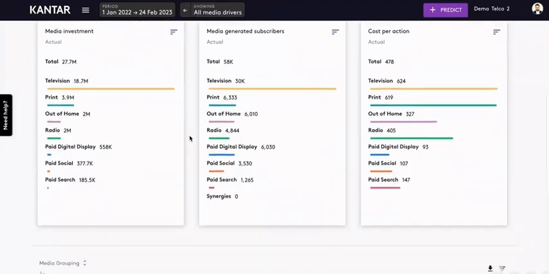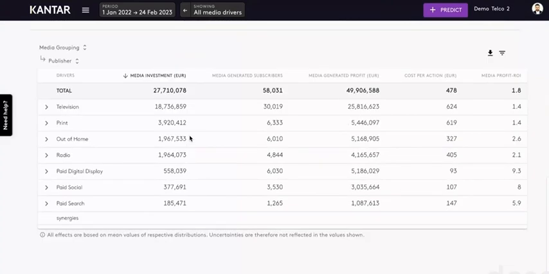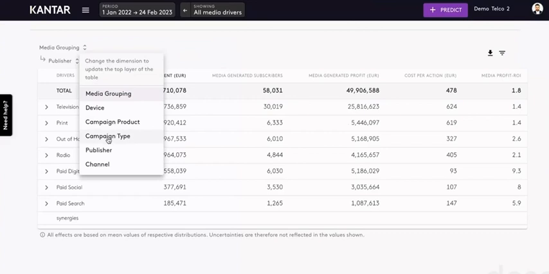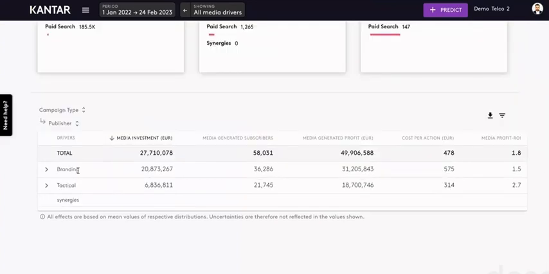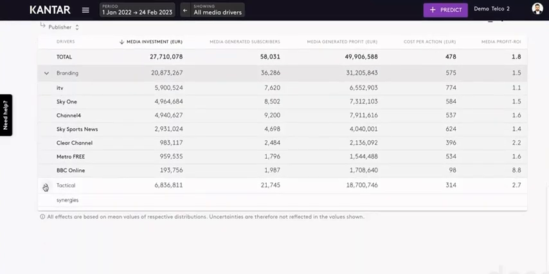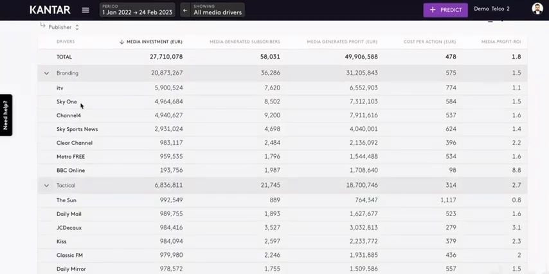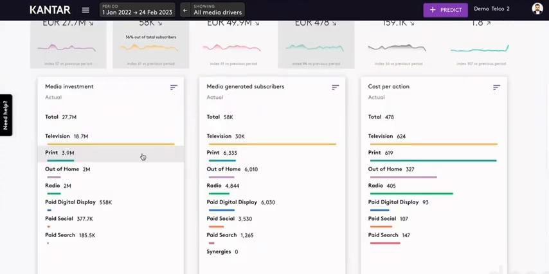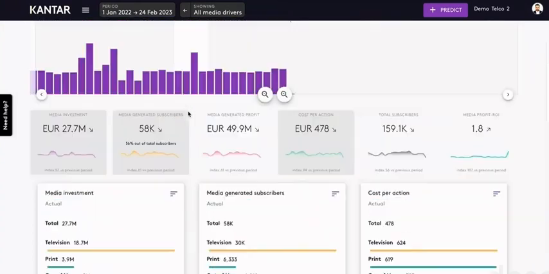Additionally, we are able to go a bit further. Down below here, we have a total picture of different parameters, and we are able to also look at, let's say, campaign types. The split between the branding and tactical campaigns that has been invested in across these different publishers. We are able to assess individual publishers in terms of their performance across the time. Different numbers are obviously averages for the chosen time frame.